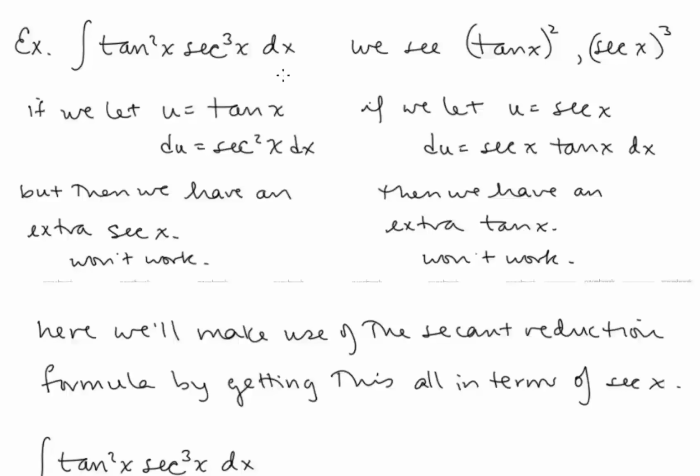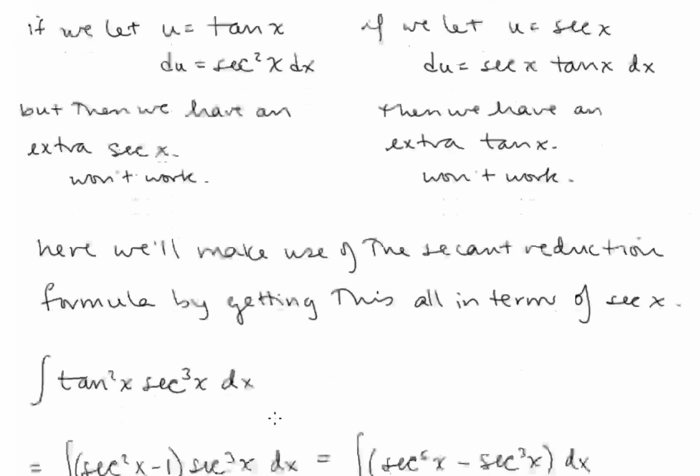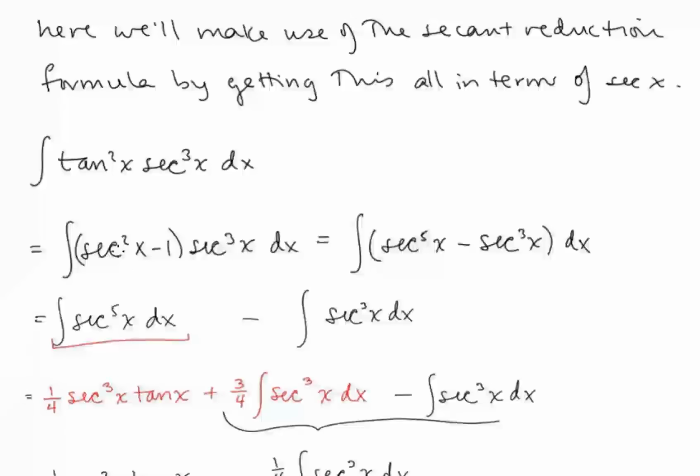So this is the kind of problem in which we're going to use the secant reduction formula. We're going to get this only in terms of secant x, and with that we'll be able to use the reduction formula to whittle it down to integrals that are solvable. So let's write this tan square x as a secant square x minus 1 and multiply that through, and so we're here. And now let's separate these two integrals.